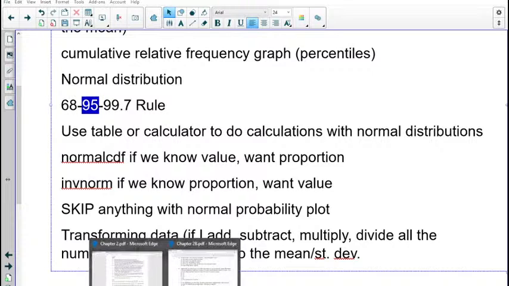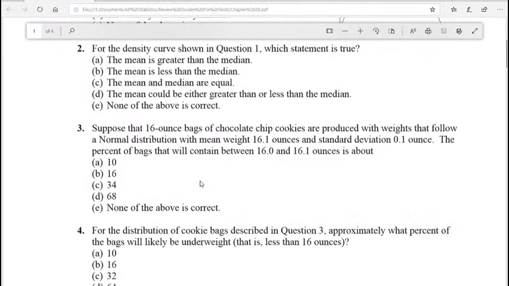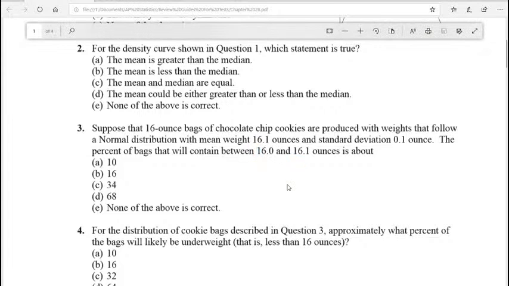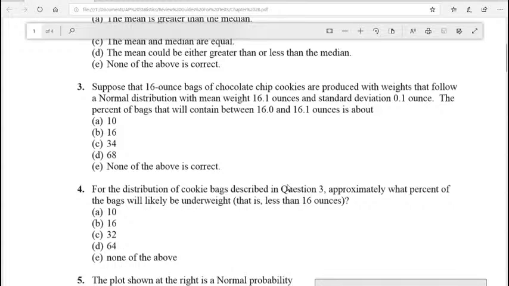So if we're looking at this problem, you'll notice that between 16.0 and 16.1, if you draw the picture of that, then you'll notice that it's at the mean, and then we're going 1 standard deviation to the left. So you should be able to use that 68, 95, 99.7. And since it's only the standard deviation to the left, then it's not going to be 68, because that's on either side. It's just going to be on one side, so we cut that in half, 34.